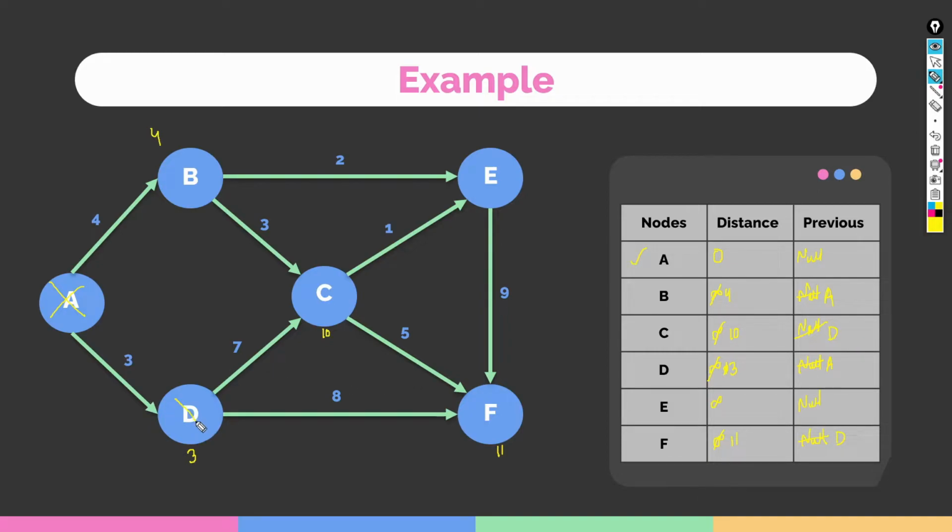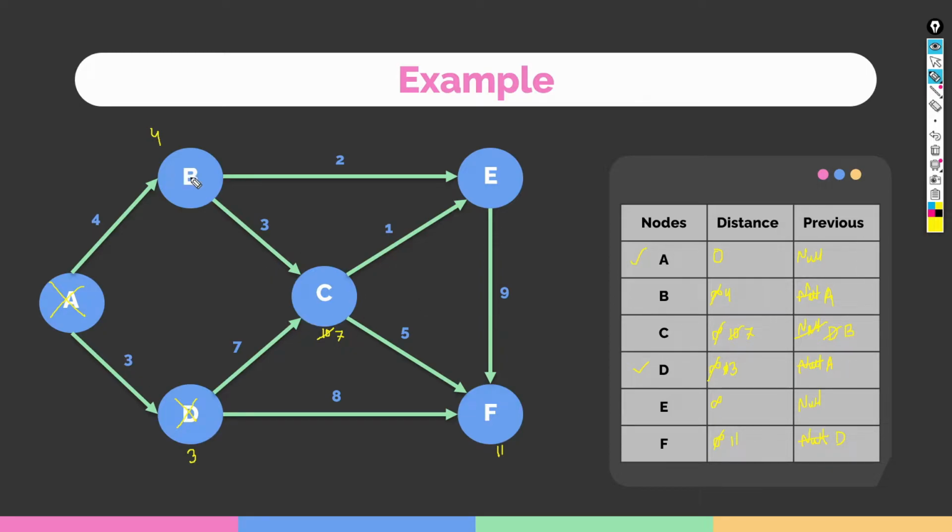Nice. So D is also done. Now what's the smallest here? It's B. Okay. So now from B, we can go to E and C. Now here's the catch. If we go from B to C, its distance is 4 plus 3, 7, which is lower than its present value. So we can actually replace this value with 7. So C becomes 7. Also, it now doesn't come from D, it comes from B now.